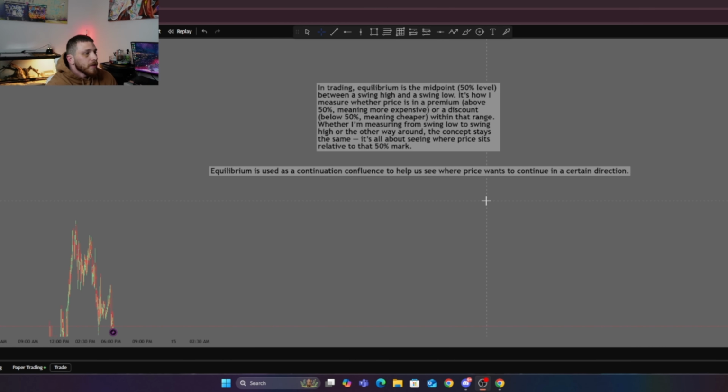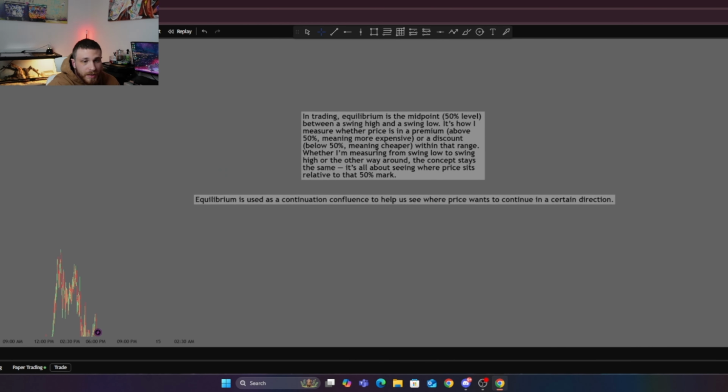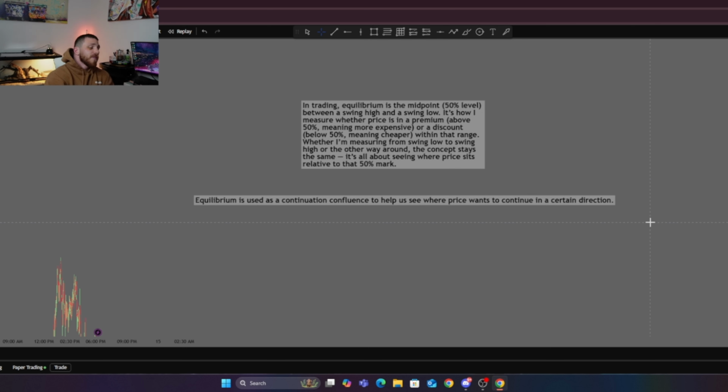Cool? Awesome. But getting that out of the way, what we're going to do is go over equilibrium. I already have the definition written out for you guys. You should write this down in your notebook, and we're just going to go over what equilibrium is, how to identify it, and then in part 2, we'll go over how to use it in the charts with the candlesticks. So we'll hop right into it. Okay, you guys should be able to see this.